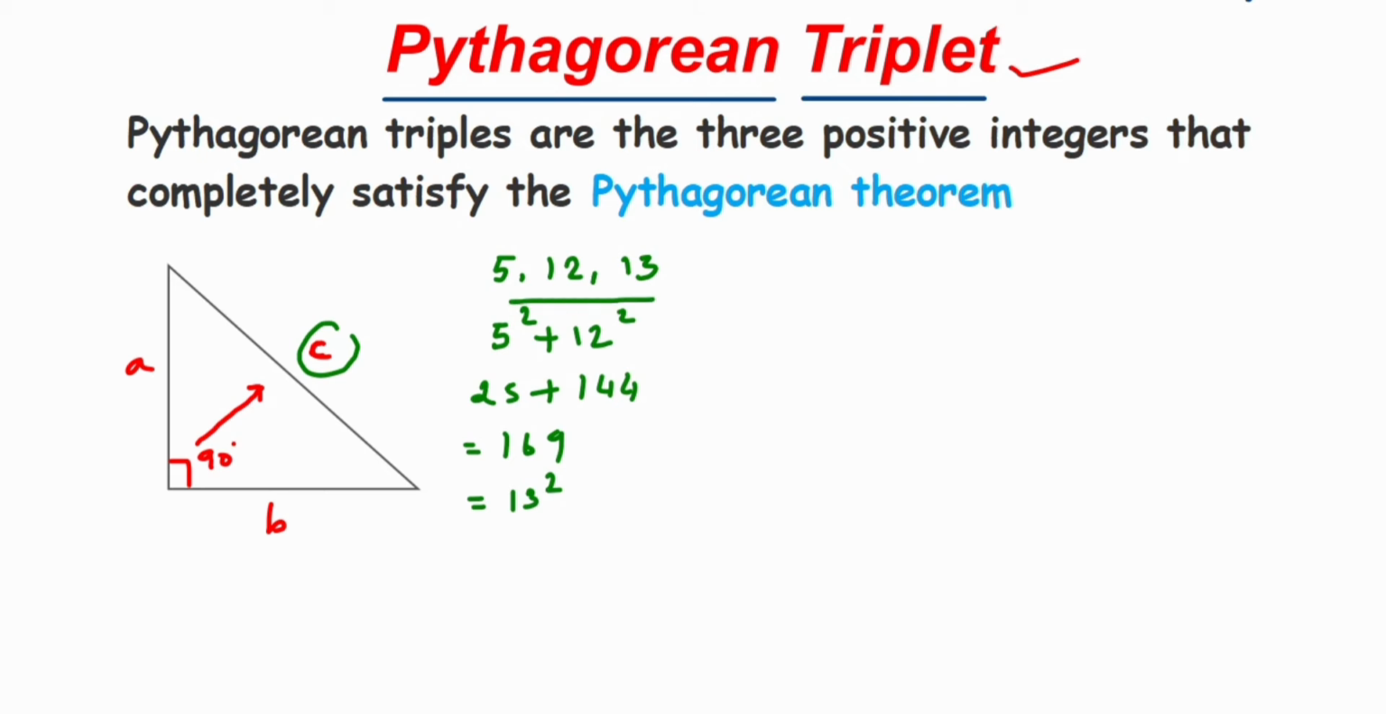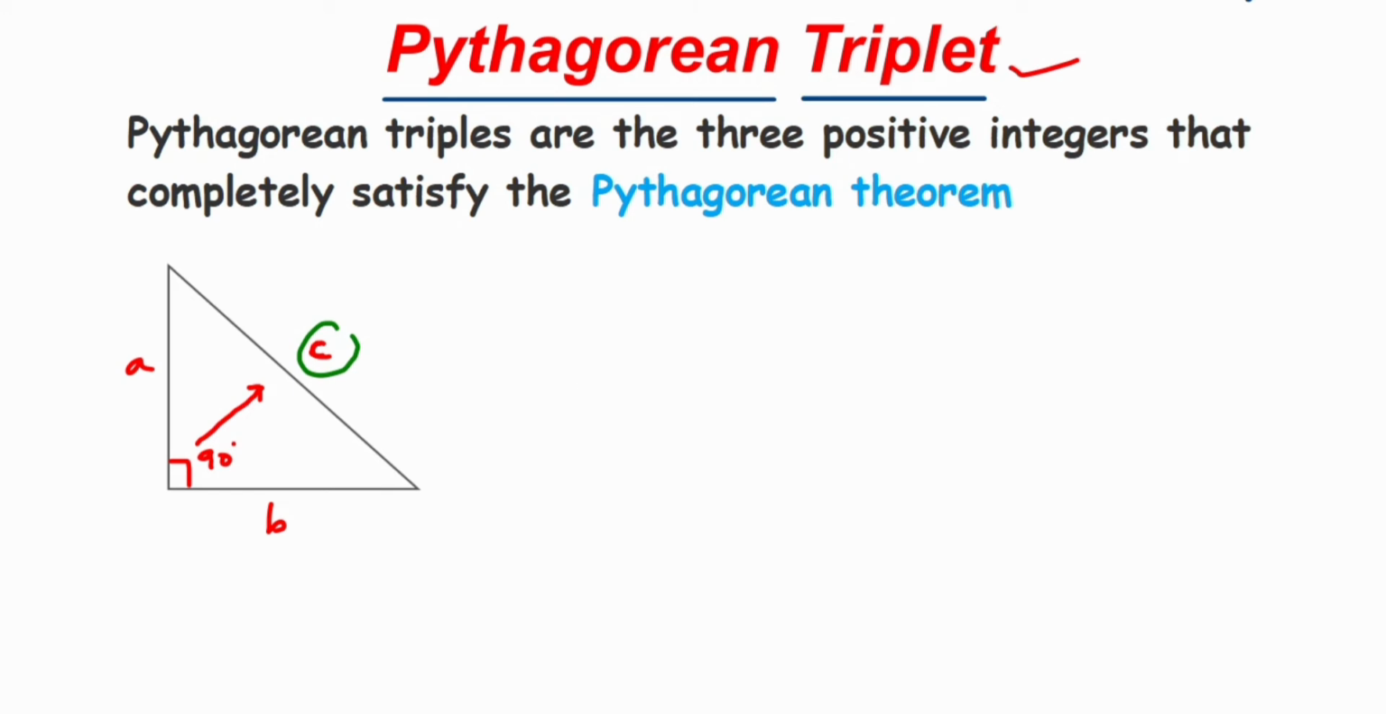Now, the next question that comes here is, in case they have given us one such number and they're asking us to find out the other two numbers, then how can we do that? There is one way. There are actually many ways, but one way is using a formula. So what is that formula? Let's see.